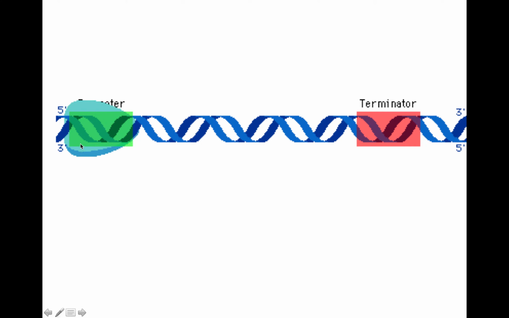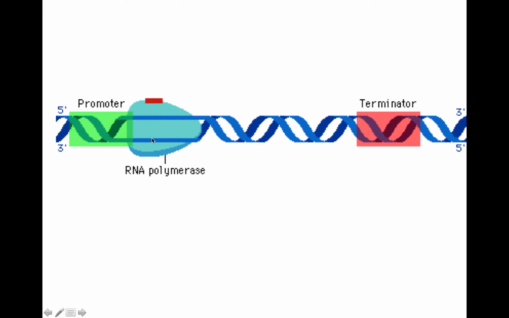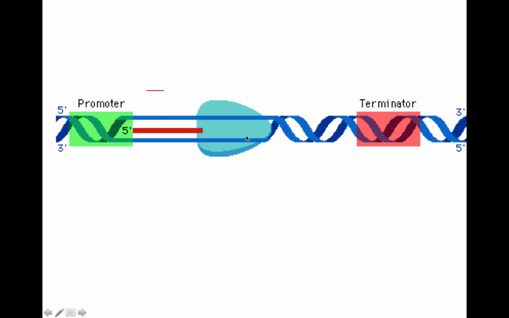Here is a little GIF showing an RNA polymerase molecule that's just bound to a promoter and is now synthesizing a molecule of RNA. This RNA could be a messenger RNA, it could be a tRNA, it could be a ribosomal RNA, it could be a microRNA. There are many, many different species of RNA in the cell.